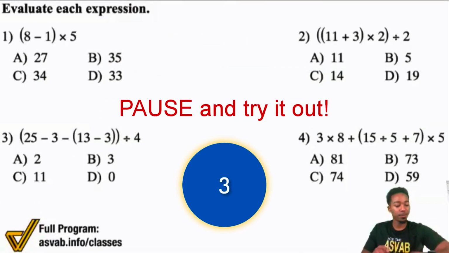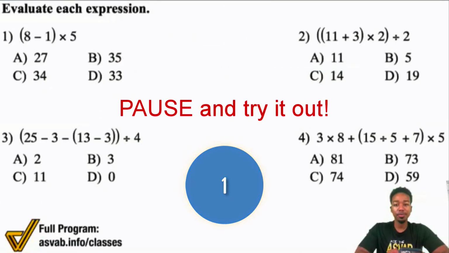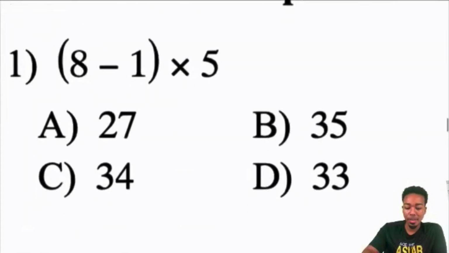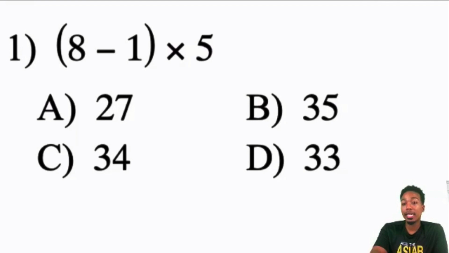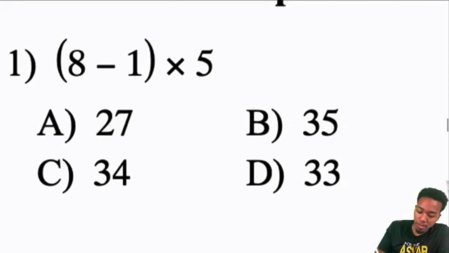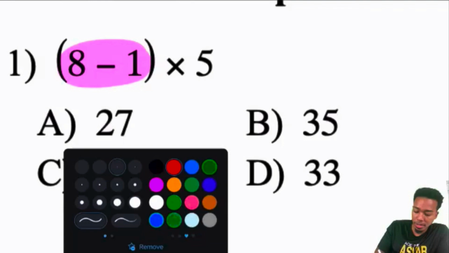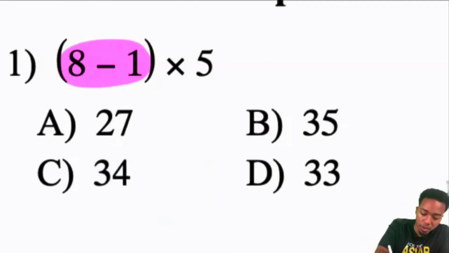Number 1, 8 minus 1 multiplied by 5. So to get this one done, 8 minus 1 multiplied by 5, PEMDAS will take care of the parentheses first, which means we will perform the 8 minus 1. And so everybody, 8 minus 1, that's going to give us what? Help me out. Help a brother out here. 8 minus 1, that will give us 7.